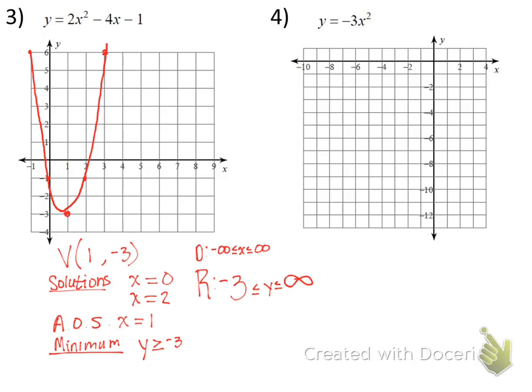Now let's see if we could do one that's a little bit more by yourselves. Number 4, okay? I'll graph it for you. So number 4, if you were to graph it, you're doing it quickly. Oh, by the way, on number 4, does it open up or down? How do we know it opens down? -3, right? Okay, I just graphed it for you.